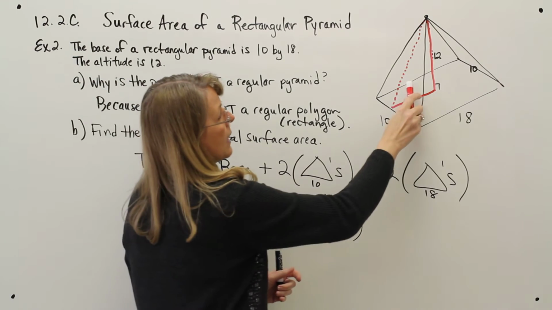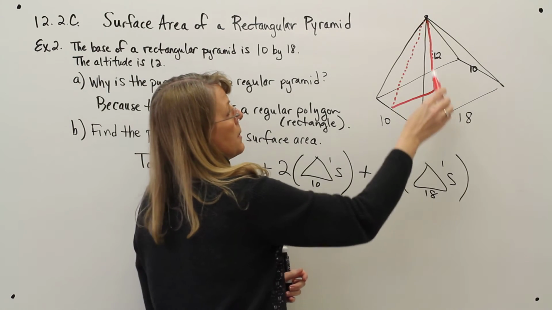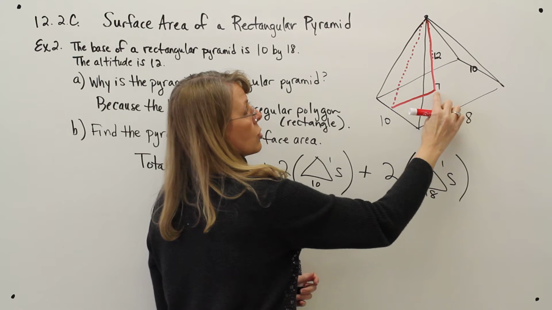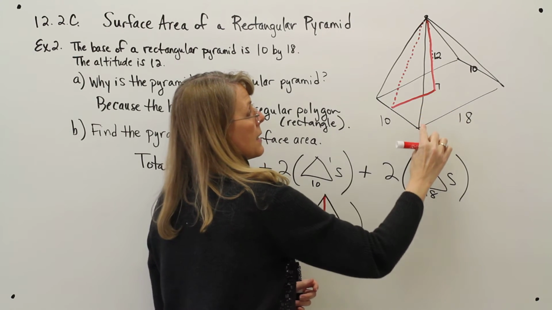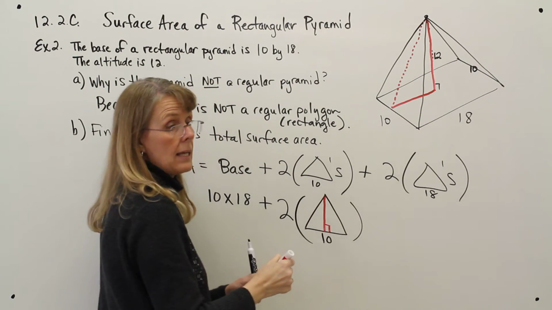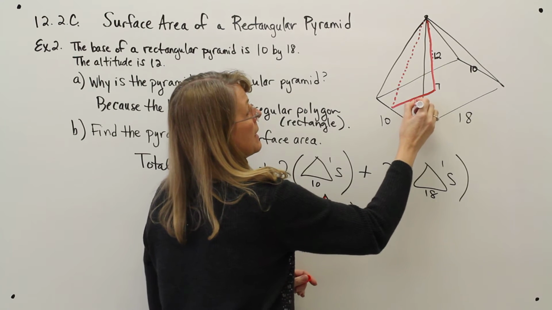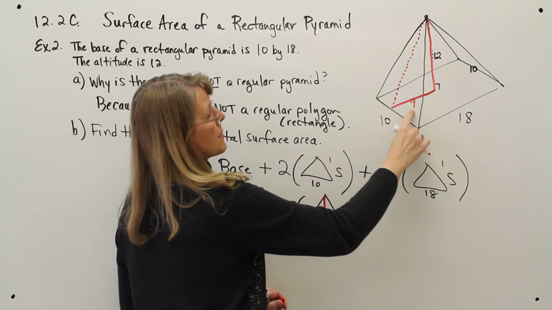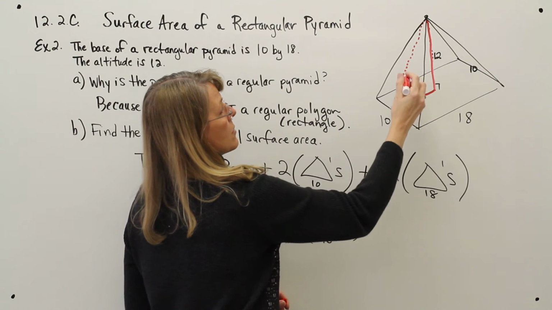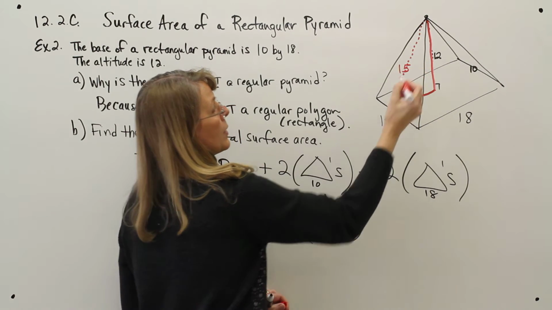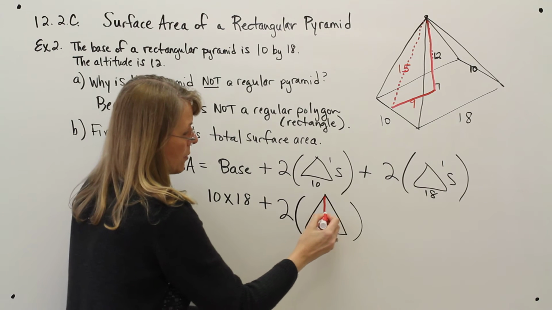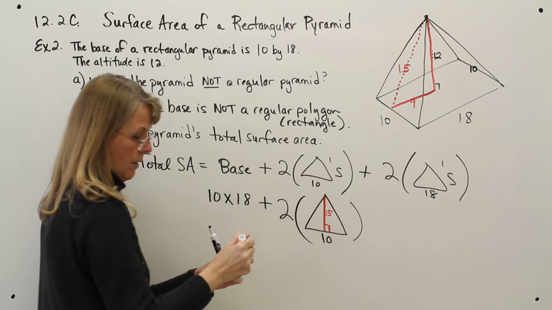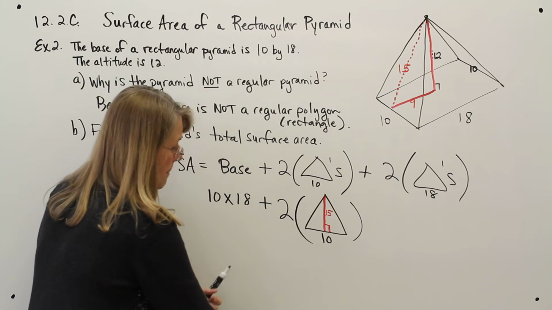All right, so looking at this red triangle, I have this piece is 12, and I actually know how long this piece is because it should be half of the 18. So this piece will be 9. Using my triples, 3 times 3, 4 times 3, so this one should be 5 times 3, which is 15. So I'm going to mark that in for the height. We'll come back and calculate that in a minute.